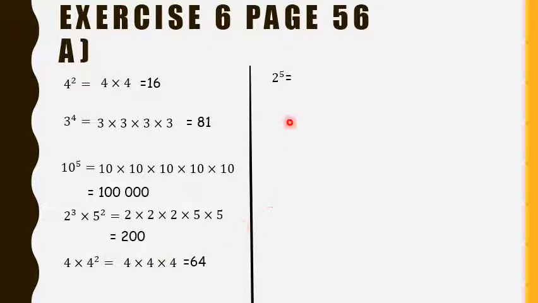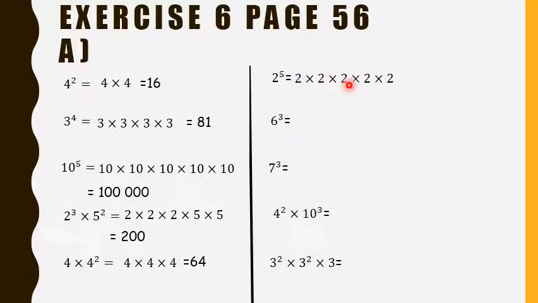Now 2 to the power 5. It's 2 multiplied by itself 5 times. So I can write 2 times 2 times 2 times 2 times 2. You can always check your answers by using a calculator, but first let's solve it mentally. 2 times 2, 4, times 2, 8. And here you have 2 times 2, 4. 8 times 4 is 32. So 2 to the power 5 equals 32.